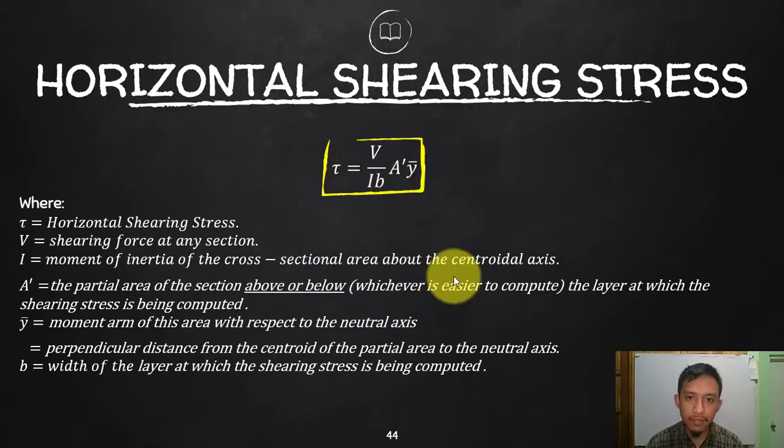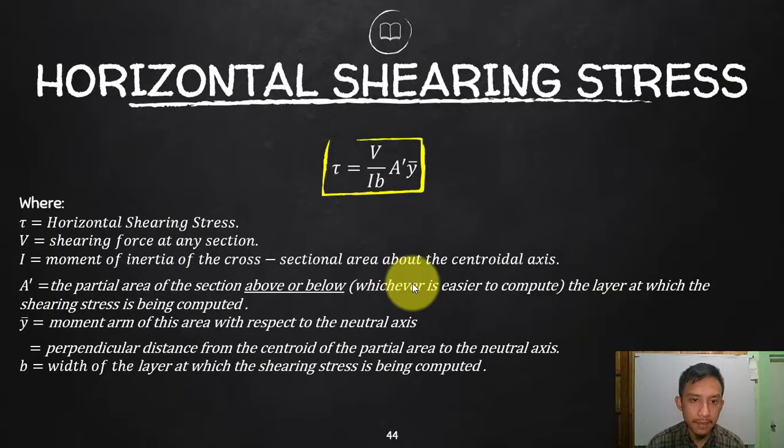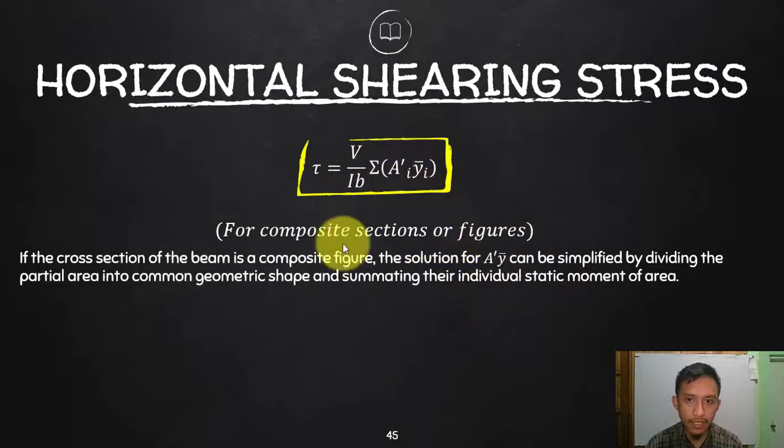You can prove that one if you want. You can consider a small area here, and compare that to considering the entire area on top of the neutral axis. You will find out that the shearing stress, that tau, that we will be experiencing within your neutral axis is bigger than that farther from the neutral axis. So that is for horizontal shearing stress.